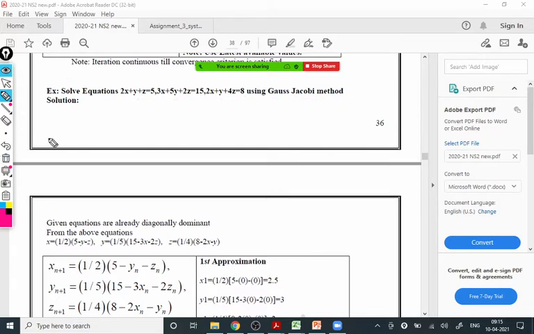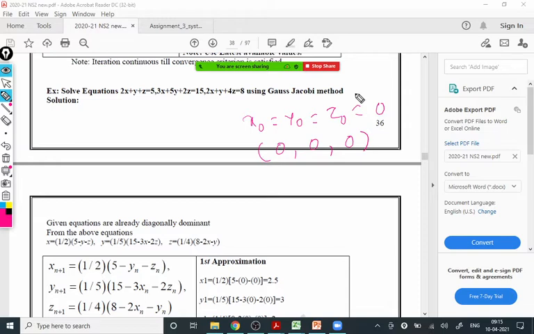Whenever the initial solution is not given in the exam, always take x0, y0 and z0 as 0. That means we are assuming 0, 0, 0 as our solution. So whenever a solution is not given, assume it as 0, 0, 0. That is the first thing. Next, stopping criteria: if it is not given, do at least 3 to 4 iterations. Like in this question, the stopping criteria is not given, so you can do 4 iterations minimum, 3 to 4 iterations. That is another thing.